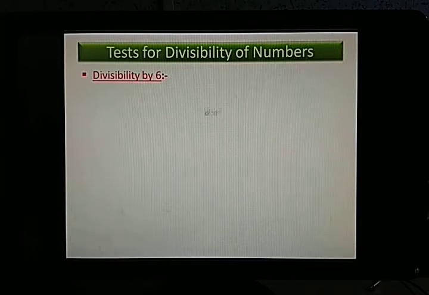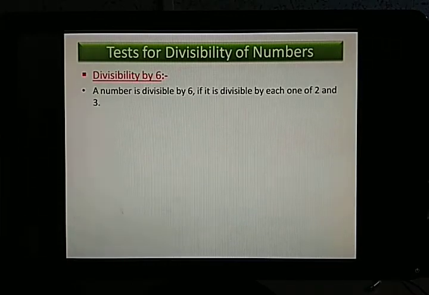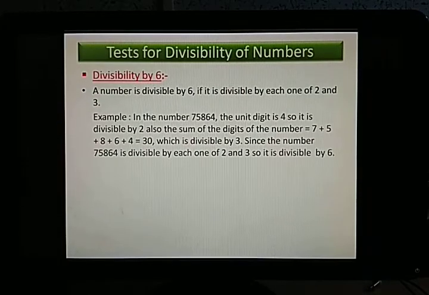Now the next one is divisibility by 6. How to check this? A number is divisible by 6 if it is divisible by each one of 2 and 3. To check whether a number is divisible by 6 or not, we have to check first whether the number is divisible by 2 and divisible by 3 as well. Only then can we say that the number is divisible by 6. So here we have to use the divisibility rules of 2 and 3, both.